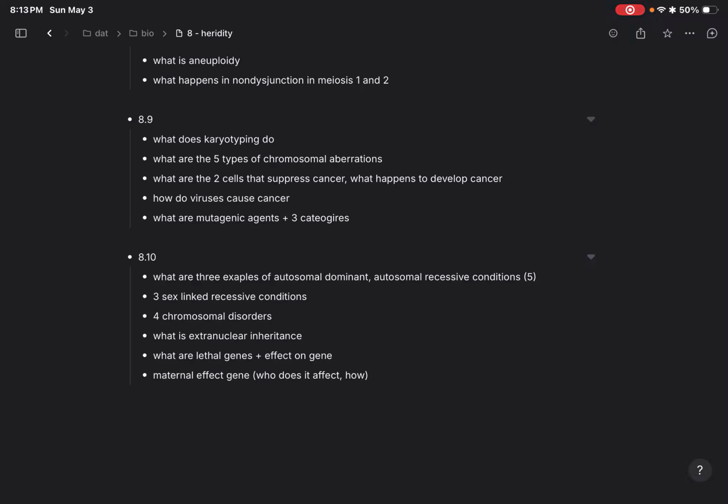Inversion is when you take one piece, flip it, and stick it onto the other one. Deletion is just when you delete a part and it's just gone. Okay, so what are 2 cells to suppress cancer? Well, let me just make sure I have everything. Inversion, one-way translocation, two-way translocation. Chromosomal breakage is when it breaks.